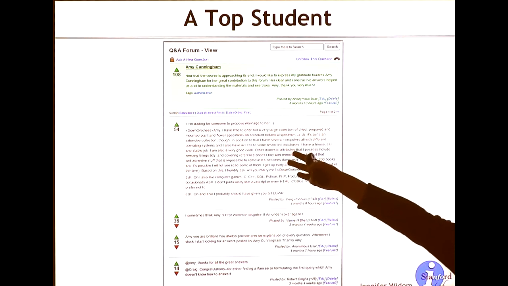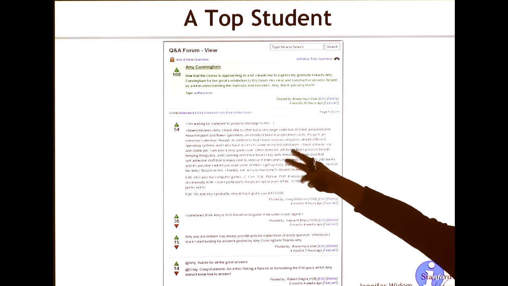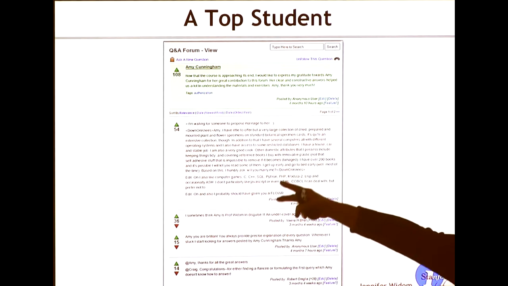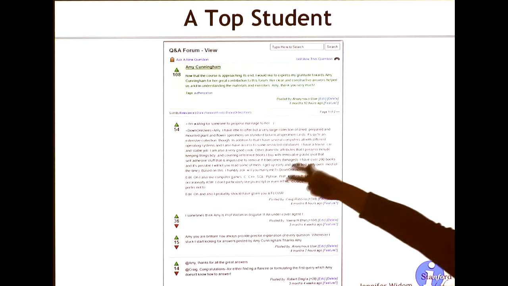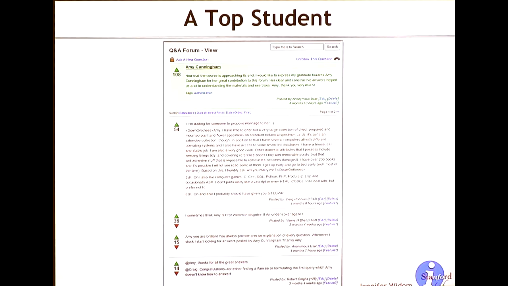This person made a marriage proposal to Amy in XML, actually. So it says, down on knees, the opening tag. So that was pretty amazing.